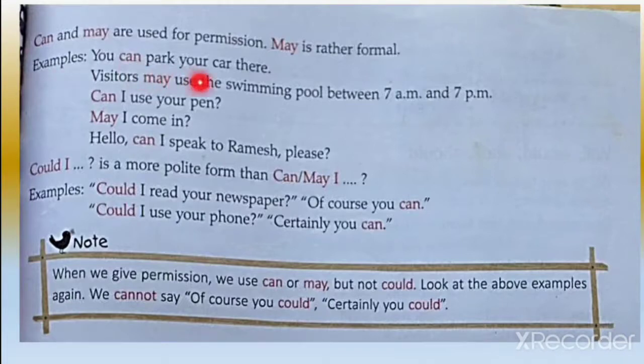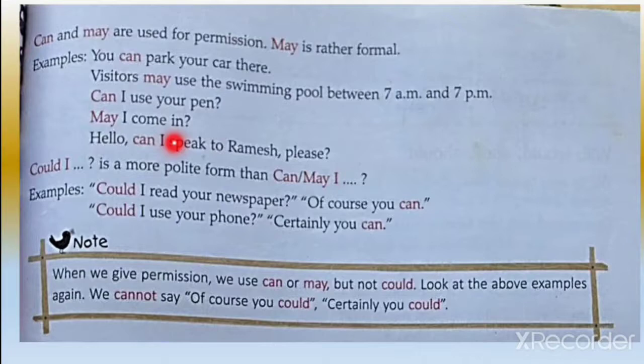You can park your car there. You give permission to someone that you can park your car there. Visitors may use the swimming pool between 7 a.m. and 7 p.m. This is permission for those who came to visit; they may use the swimming pool between 7 a.m. and 7 p.m. Can I use your pen? Here, permission. You ask someone to use their pen.